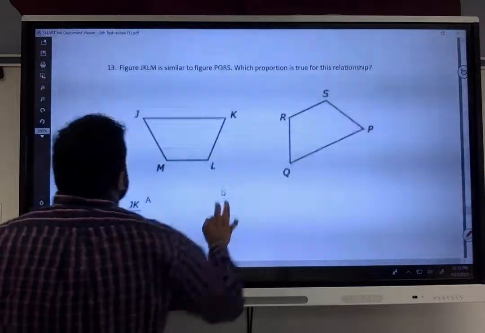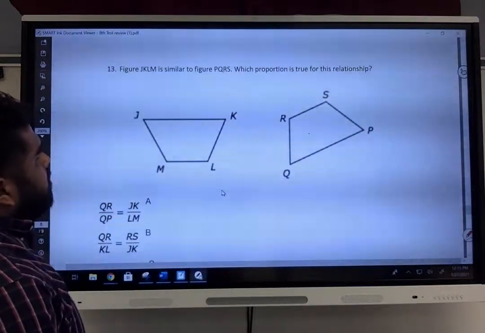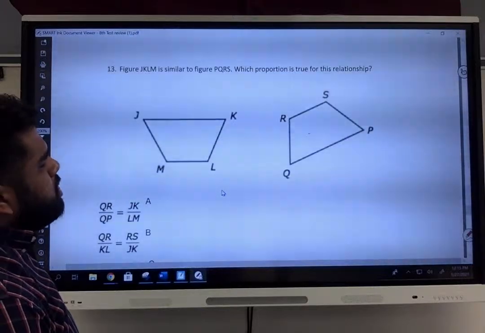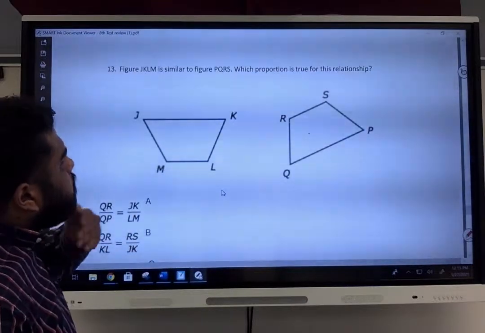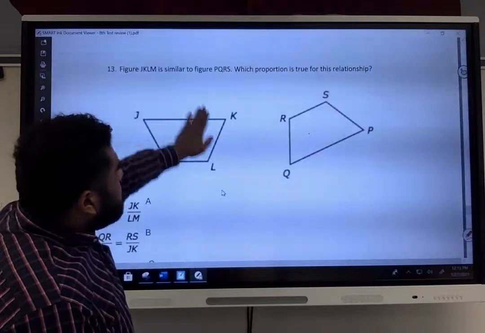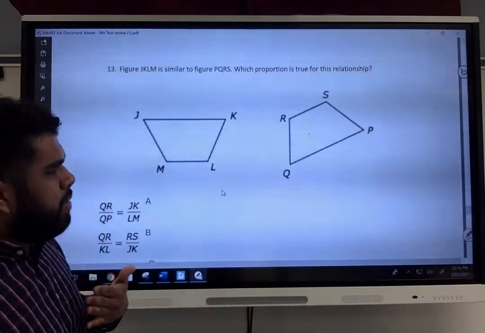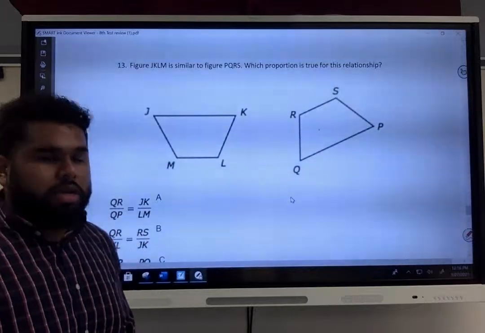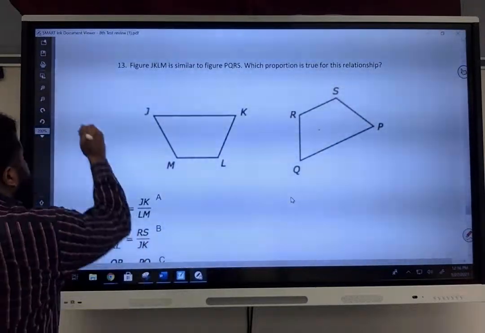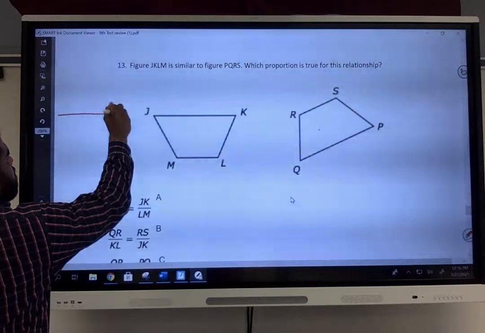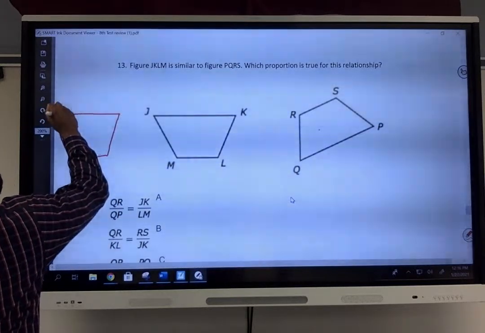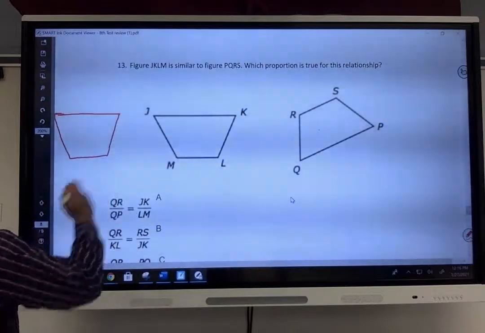So let's take a look at question 13. Figure JKLM is similar to figure PQRS. Which proportion is true for this relationship? Look at these two shapes. They are the same, except that this one is a little bit tumbled or rotated. So let's go ahead and draw a new shape. We're going to draw the same one as this, right? These are the same shapes.